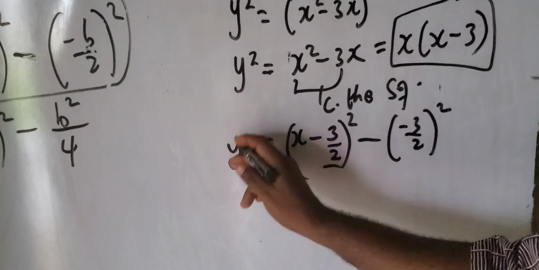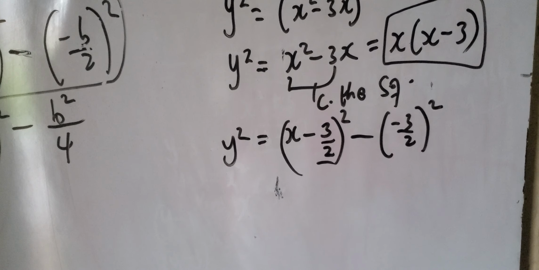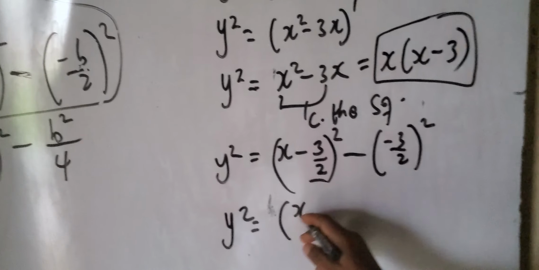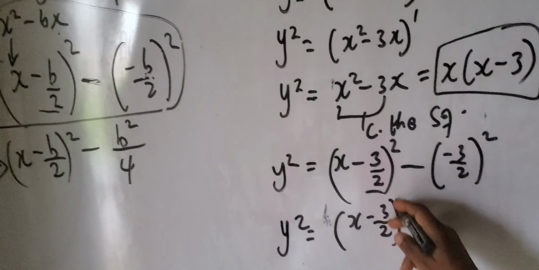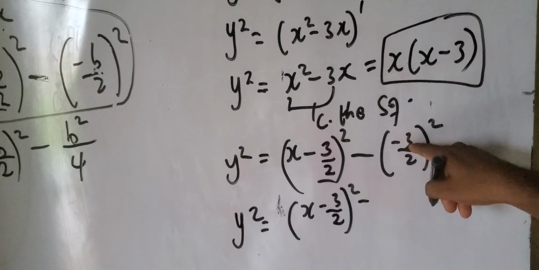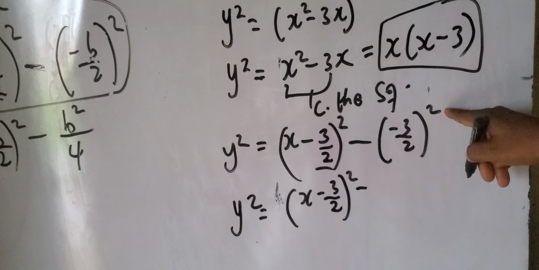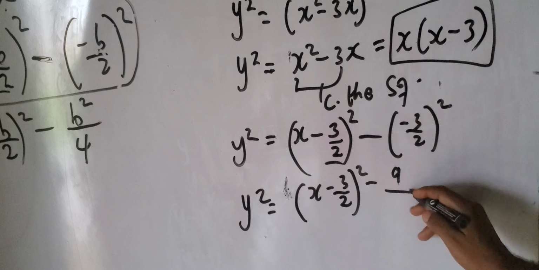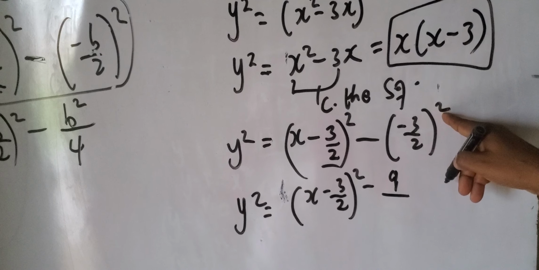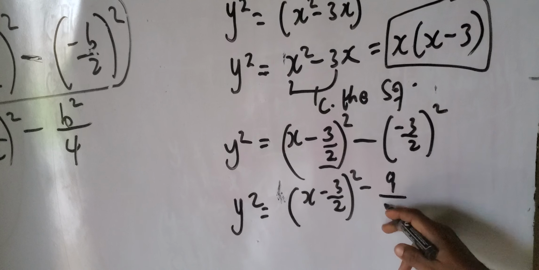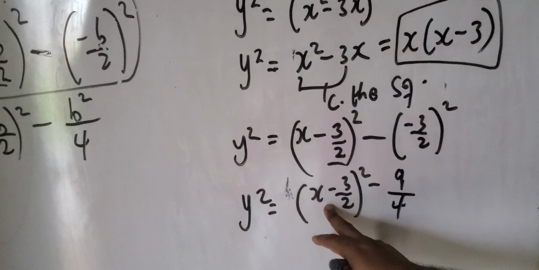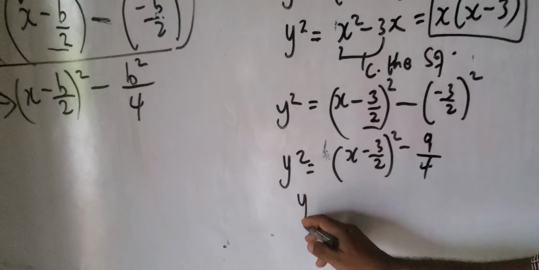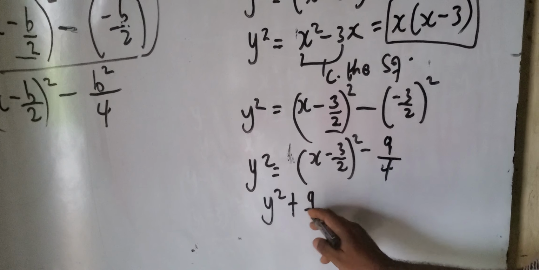So my y squared becomes what I have here. Now, you write y squared is equal to x minus 3 all over 2, squared, minus 9 over 4. Open this bracket: minus 3 squared means minus 3 times minus 3, that is plus 9. So this will become 9 all over 2 squared, which means 2 times 2, that is 4. To make x the subject of formula, carry this to the other side of the equation. So I'm going to have y squared plus 9 all over 4.